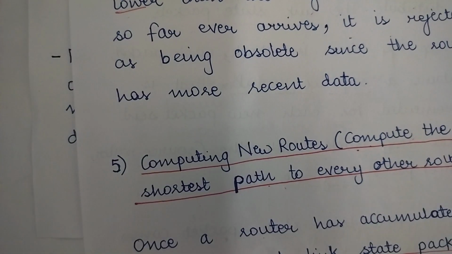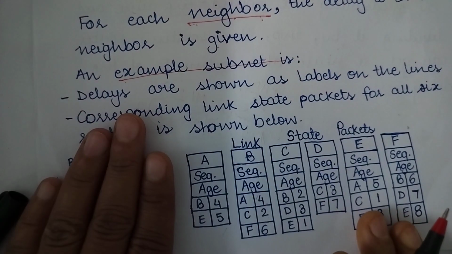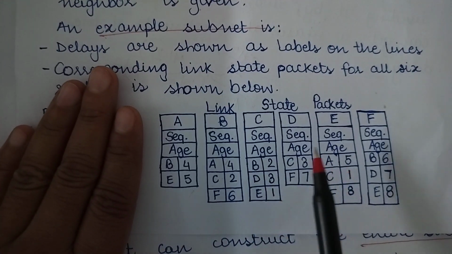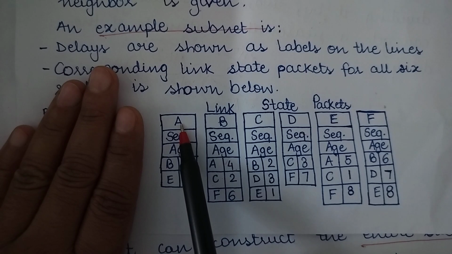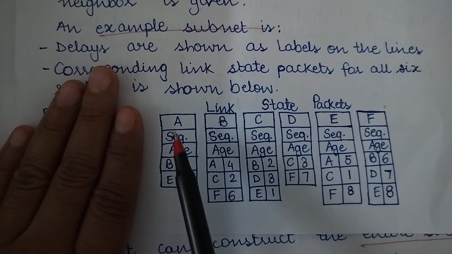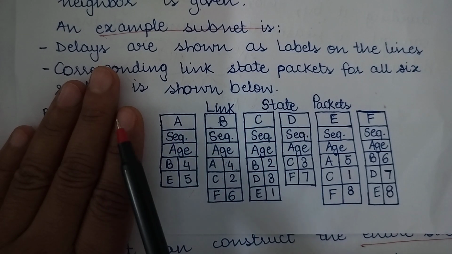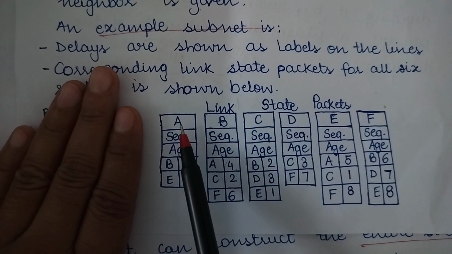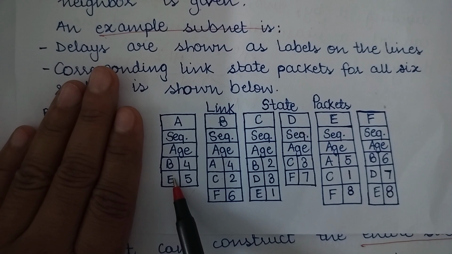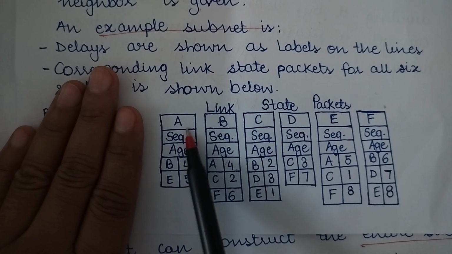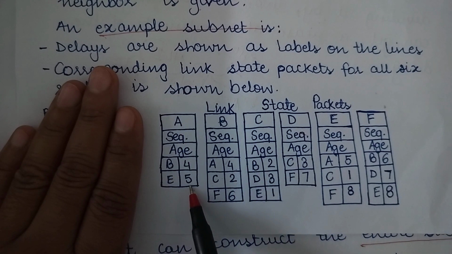Because if you look at these link state packets, even without looking at the graph, from these link state packets you can directly find out which router is directly connected to which other router and what is the cost to reach from that particular router to those neighboring routers. Like if I do not have this graph of the subnet, I can clearly say A is directly connected to B and E, and the cost to reach from A to B is 4 and from A to E is 5.